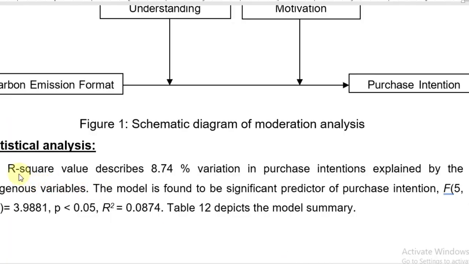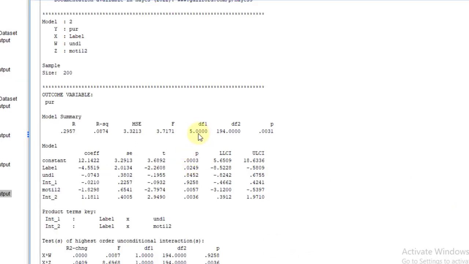Now the report writing. The R square depicts that 8.74% variation in the purchase intention is explained by the exogenous variables. The model is found to be significant as a predictor of purchase intention, F(5, 194). The 5 is the degrees of freedom for the numerator and 194 is the degrees of freedom for the denominator, or the error term.